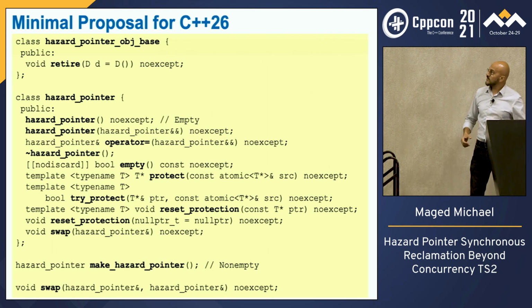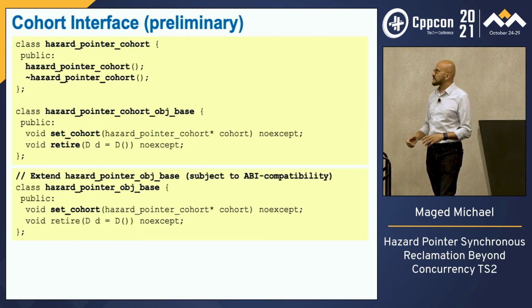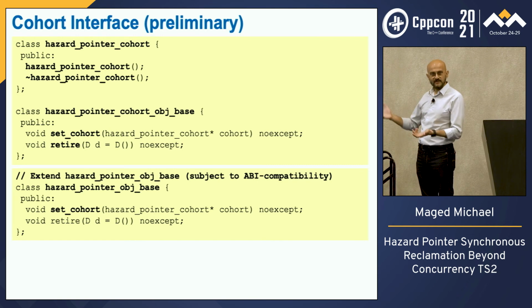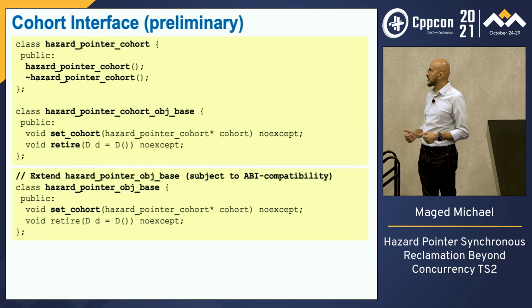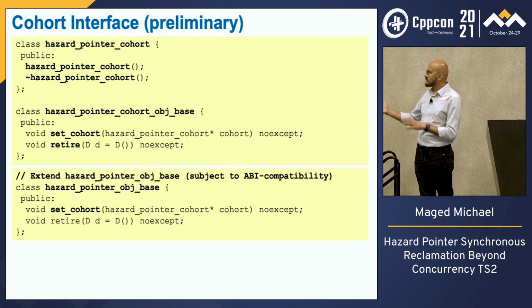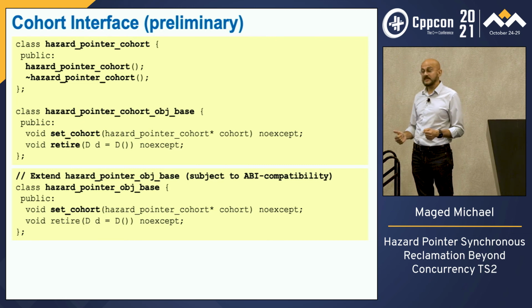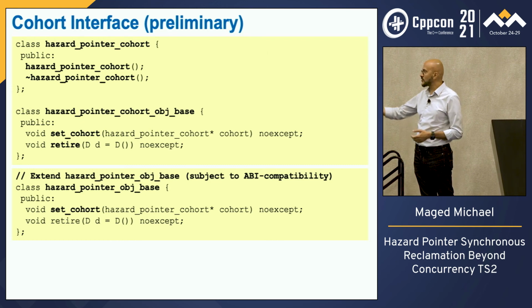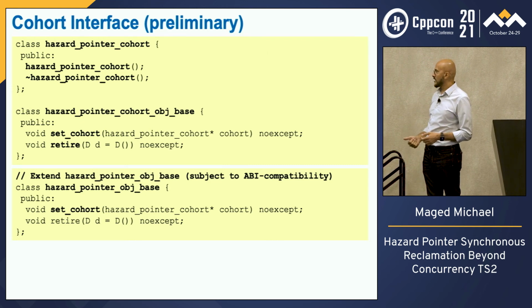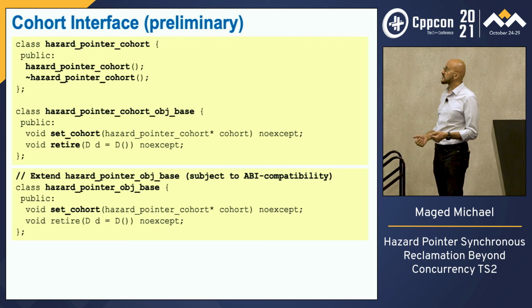So beyond that, that would be a preliminary interface. I covered it already. Just need support for cohorts. It's just a constructor, destructor, some kind of object base, whether it's a separate cohort object base, different from the object base, or, subject to ABI compatibility, we would just add this capability to set cohort to the object base that we already want to propose for C++26.